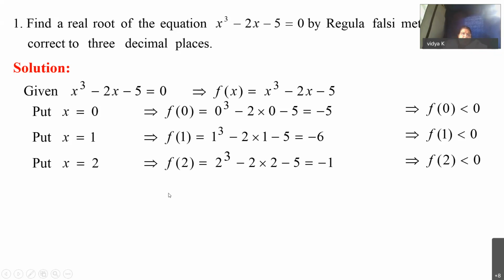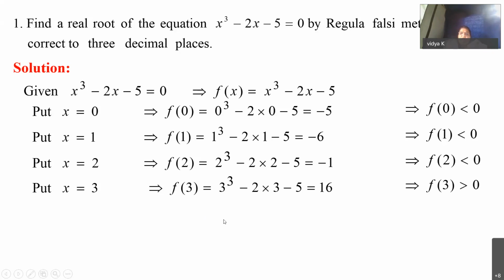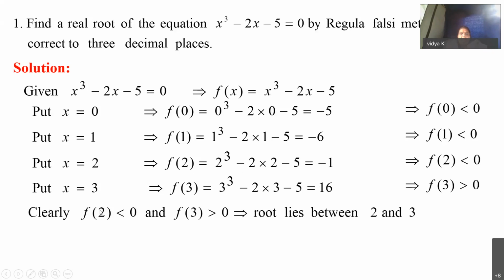So go further. Put x equal to 3. f at 3, you get 16. See here, f at 2 is less than 0, and f at 3 is greater than 0. Now you can stop and say the root lies between 2 and 3. So when functional values differ by sign, then the root will lie in between those two x values. I hope you understood. So clearly f at 2 is less than 0 and f at 3 is greater than 0, so you can say the root lies between 2 and 3.